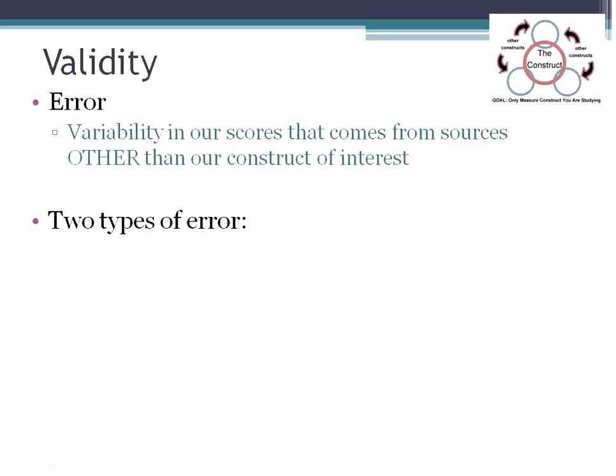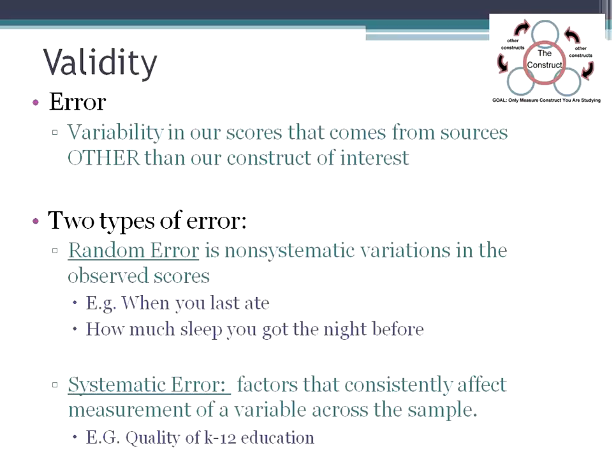And there are two kinds of error that we deal with, and these kinds of error actually map onto the other kinds of variables we talked about when we talked about experimentation. So random error, non-systematic variation in the observed scores, and we can sort of equate this to these extraneous variables. These are things that are going to influence how you score on that dependent variable, but that are completely unrelated to the variable of interest, and they're random, right? They don't affect anybody systematically.